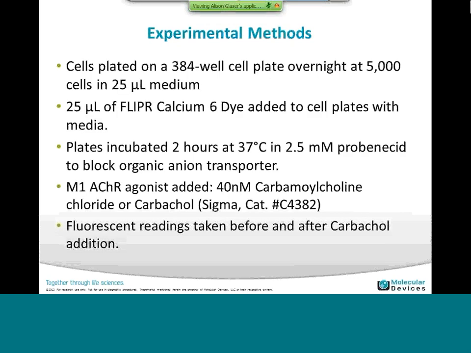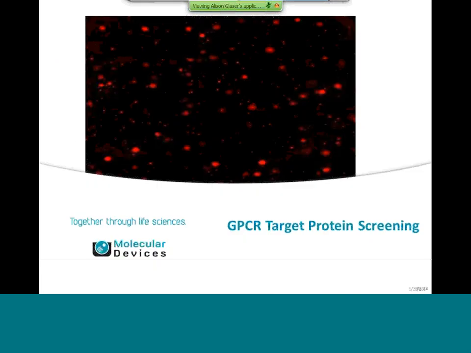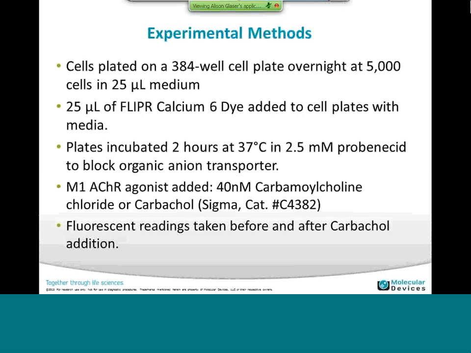For experimental methods, prior to the calcium-6 assay, cells were transferred from 96 well to a 384 well format and allowed to grow overnight at 5,000 cells per well. Then the appropriate compounds and dyes were added. Changes in cytoplasmic calcium via activation of the G protein-coupled IP3 sensitive pathway by carbachol was assessed at 40 nanomolar. Finally, fluorescence readings were taken both before and after the carbachol addition.